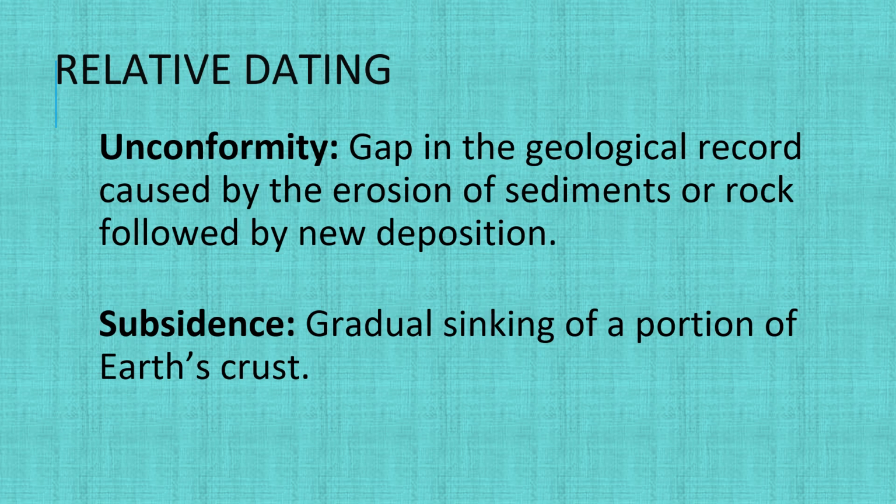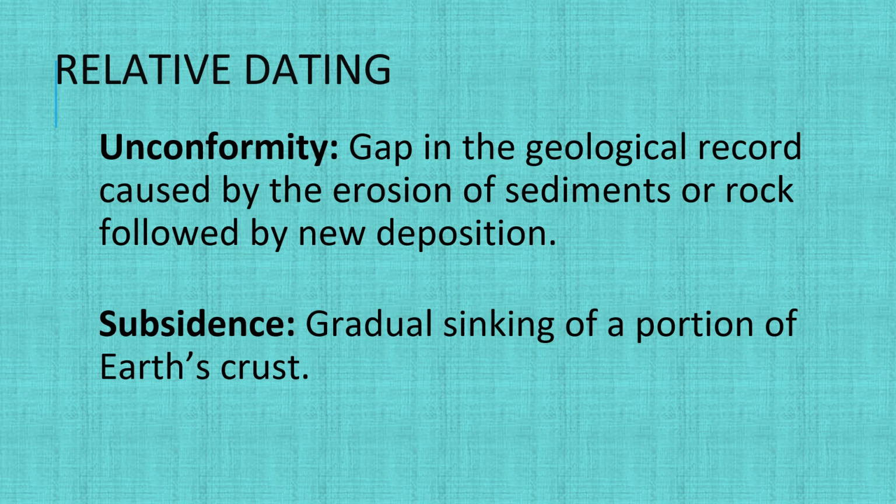All right, a couple more important ones here. So an unconformity is a gap in the geological record. It's caused by the erosion of sediments or rock followed by new deposition. So this is a situation where you've had a bunch of rock layers made. Something uplifted the rock layers, they were eroded, something allowed them to subside, the gradual sinking of a portion of the Earth's crust, subsidence right there below. After those rocks subsided, they had new sediments deposited on top of them.